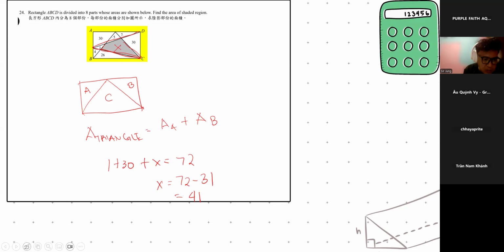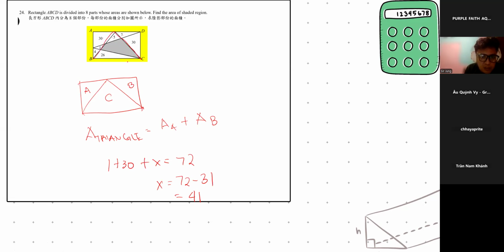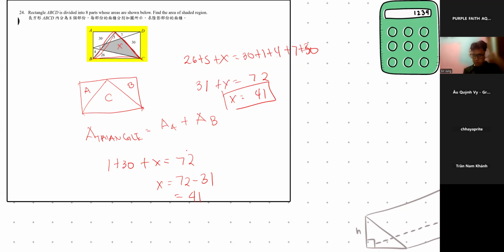You can also cross-check it using the other triangle. So the other triangle would be this one, right? Let's cross-check it. The sum of this triangle here is equal to the sum outside. So 26 plus 5 plus x, let's say again this is x, is equal to 30 plus 1 plus 4 plus 7 plus 30. That's 72. This is 31 plus x. X is equal to 41. So the same. Yes, the answer is 41.